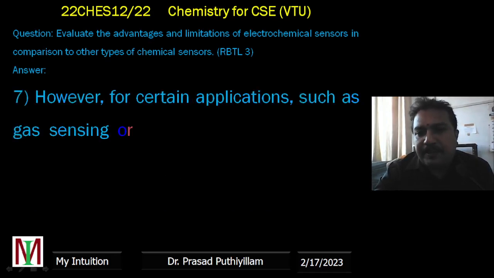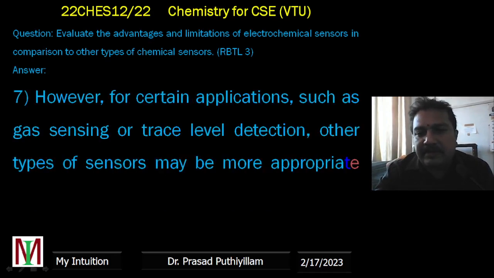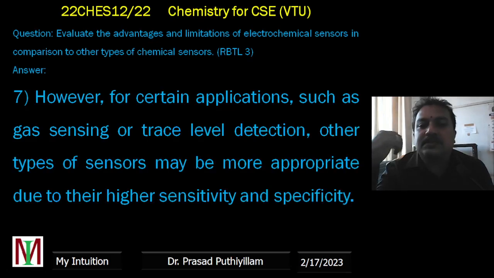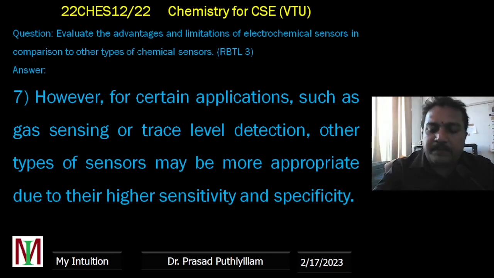However, for certain applications such as gas sensing or trace level detection, other types of sensors may be more appropriate due to their higher sensitivity and specificity. So there are still many other new sensing devices, beyond electrochemical sensors, which have better sensing ability. For certain applications where a very high level of sensing is needed, electrochemical sensors are not so advisable.